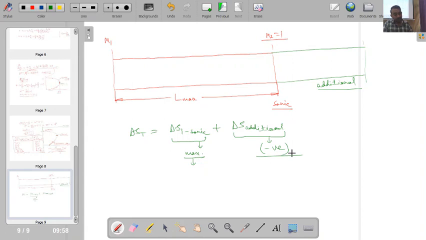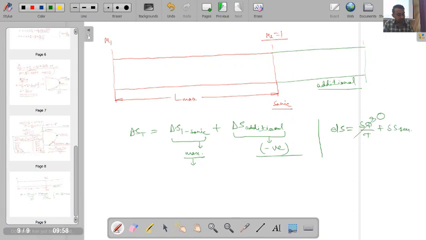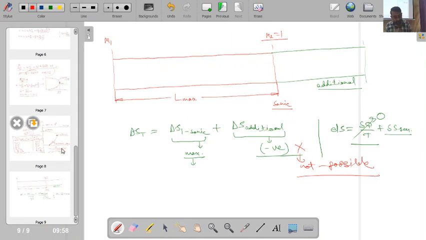Okay. Now, just now I have also shown you that ds is equal to del q by T plus delta S generation. For flow involving friction under adiabatic condition, del q is equal to 0. Delta S generation will always be greater than or equal to 0. So it means that this negative condition is not possible.